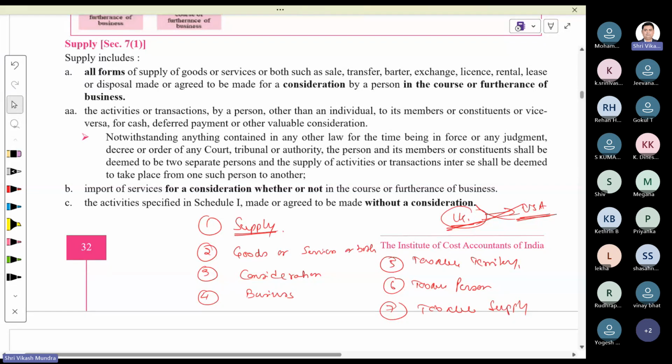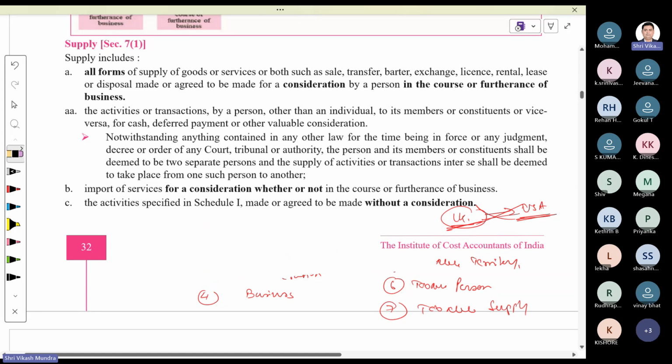Done? Anyone have any question till now? Anyone have any question? Is it clear to all? Please respond through the chat box. Yes, sir. Okay.